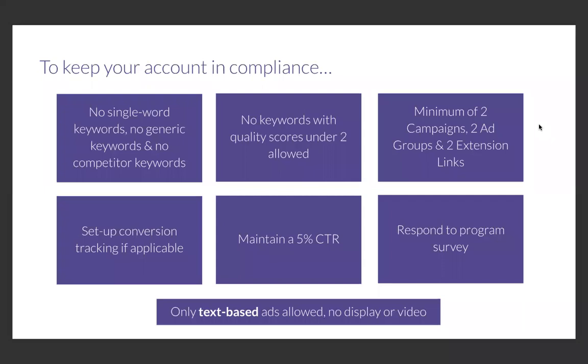And then the last thing is Google does send a program survey at the initiation of your Google Ad Grant. You have to make sure to respond to that, and then you're set to go. And then the very last thing is you have to have text-based ads. So no display banner ads or video ads. It's all strictly the text ads that were shown earlier.